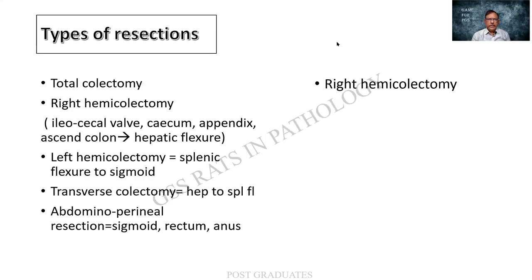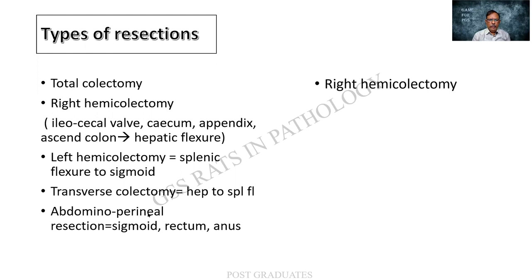What are the types of surgeries that could be done on the colon? It can be a total colectomy, where the entire colon is removed; right hemicolectomy, which starts from the ileocecal valve and includes the cecum, appendix, ascending colon, up to the hepatic flexure; left hemicolectomy from the splenic flexure to the sigmoid colon; transverse colectomy from the hepatic to the splenic flexures.